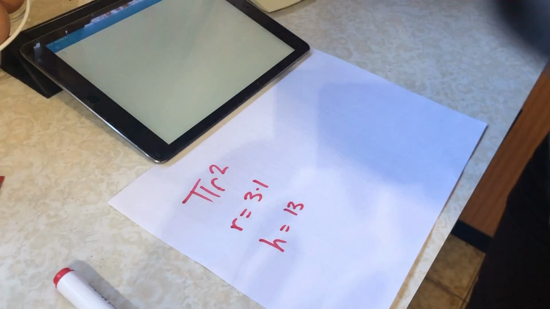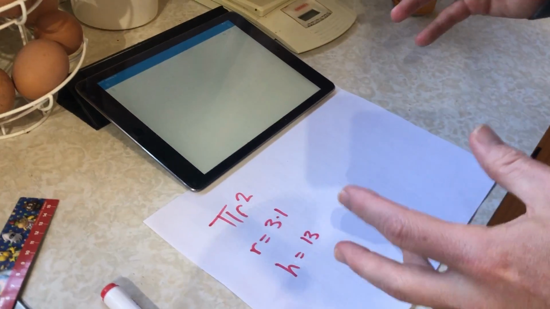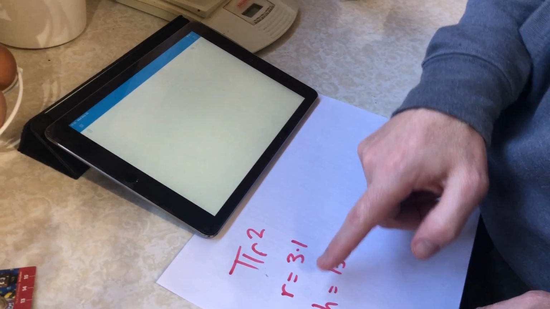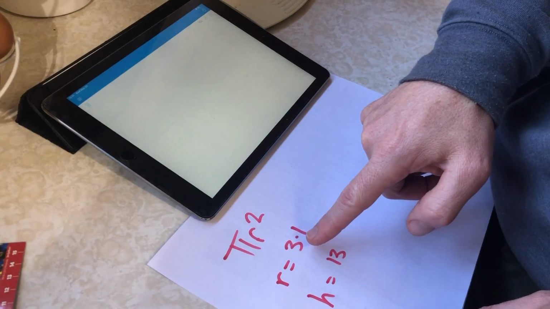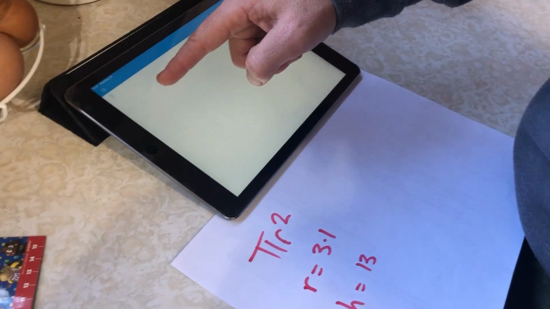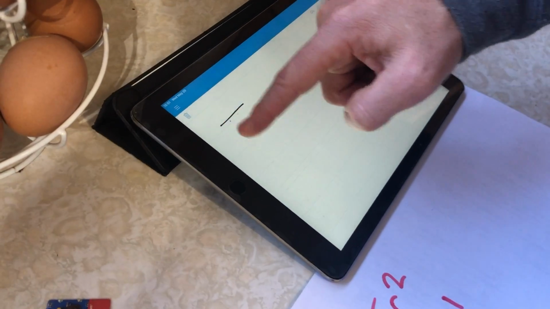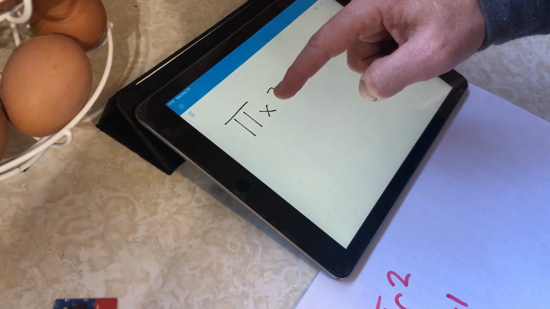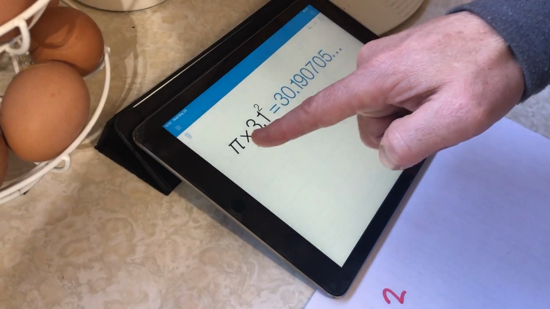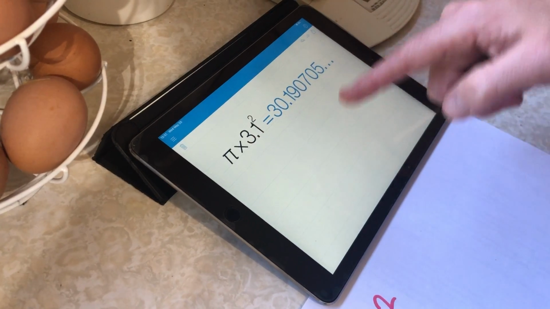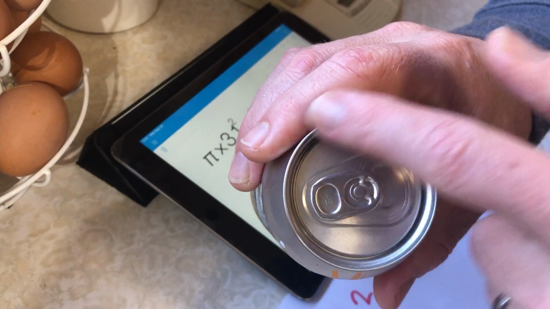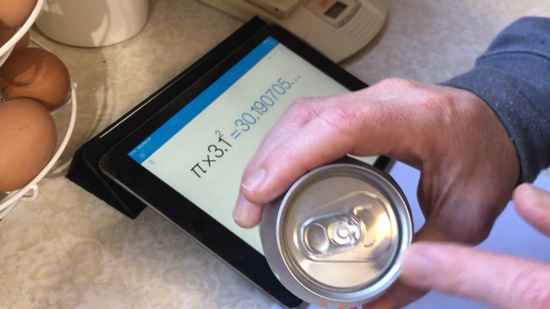Okay. Now, if you haven't got this, this is a terrific one. It's a calculator, but you can write things down in it. So pi r squared is the formula, which means pi times the radius squared. So pi times 3.1 squared. So here we go. Pi times 3.1 squared. You just have to check that it's actually put it in properly. And there's our answer.